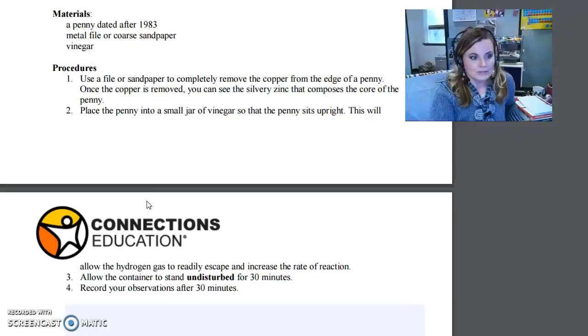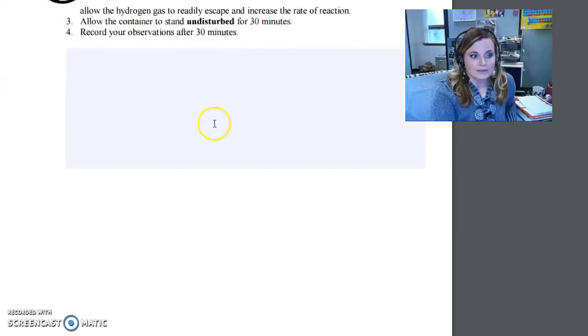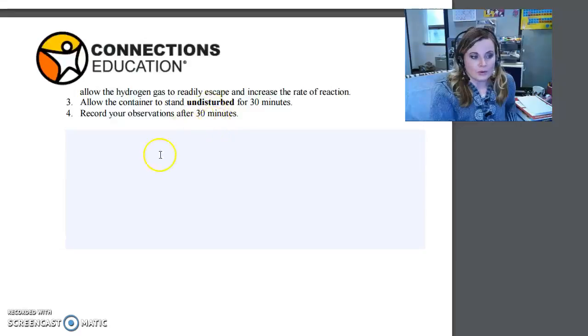Then put the penny into a small jar of vinegar so the penny sits upright. Okay. It says this will allow the hydrogen gas to readily escape and increase the rate of the reaction. So if you're able to set the penny kind of up on its side, that works out real well. So try not to bump it because it will fall down, and allow the container to stand undisturbed for 30 minutes. You're going to observe and record the observations before and after that 30-minute time interval.